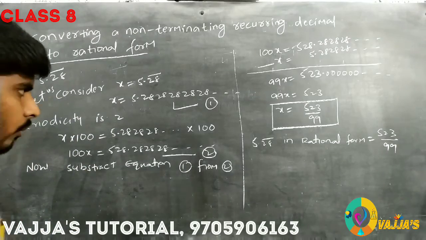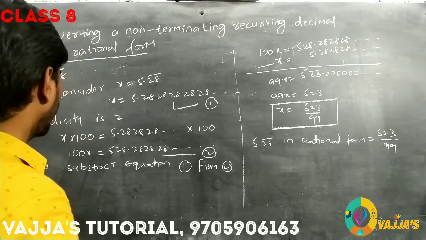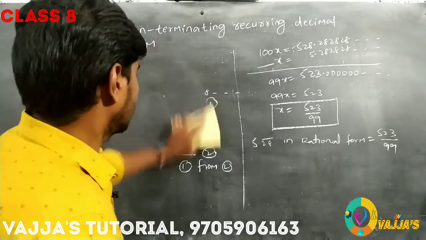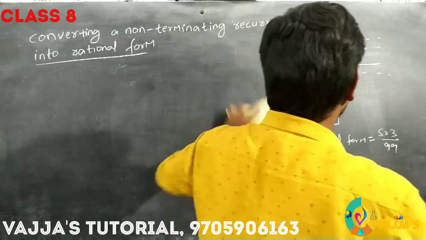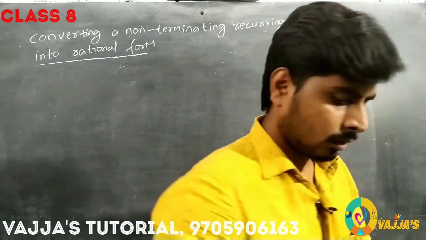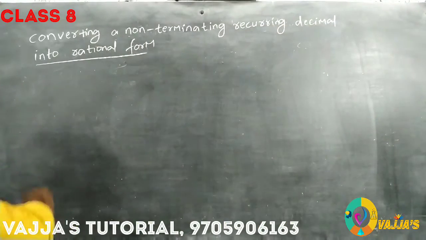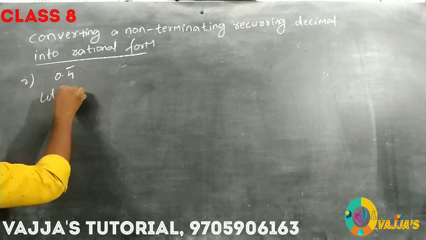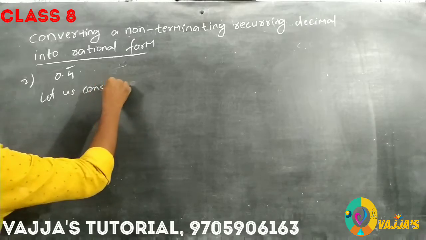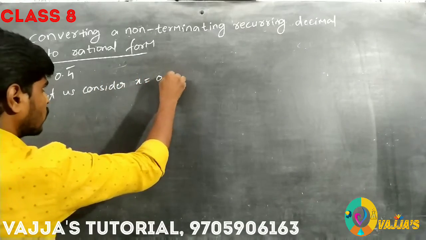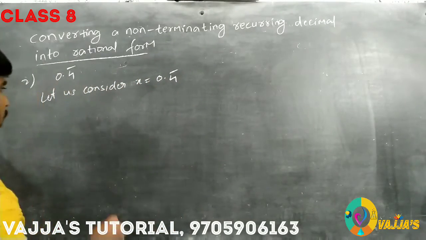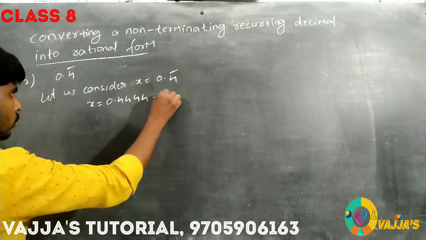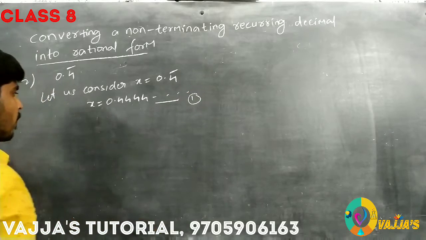Now we are going to see 0.4 bar. I am going to erase this. Let us see the second example, 0.4 bar. Let us consider x equals 0.4 bar. So x equals 0.4444, and so on, we can write. It is equation 1.